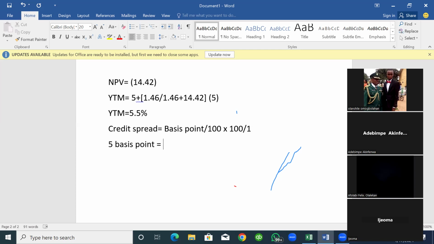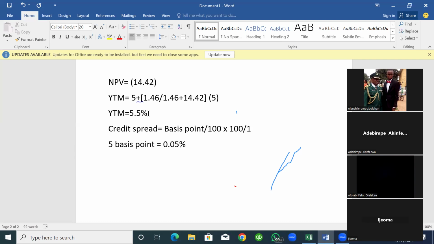Okay, 5 basis points. Now I wrote that credit spread equals basis points over 100. So obviously you come and say 5 divided by 100. What's 5 divided by 100? 0.05. This 0.05 does not stay as 0.05%. So this thing is not complete. When you want to use this 0.05% in your calculation, you still have to divide it by another 100, because a percentage is divided by 100. So you get something like 0.0005.